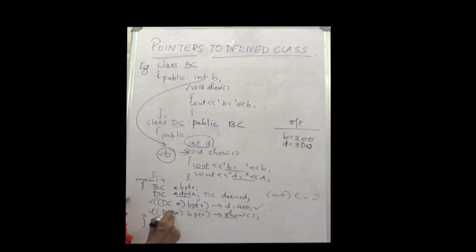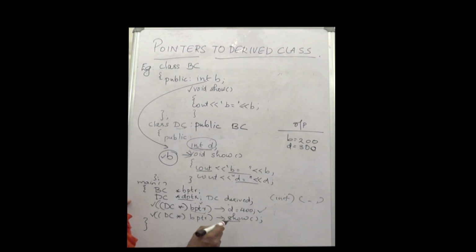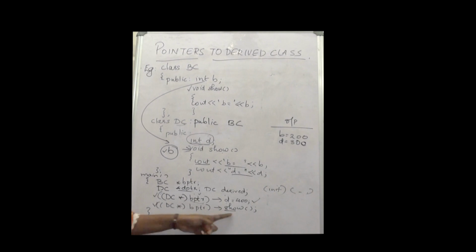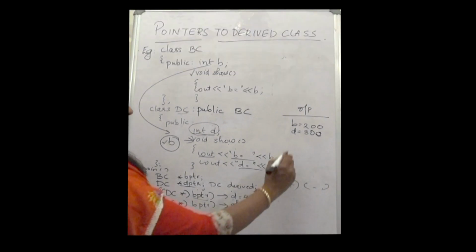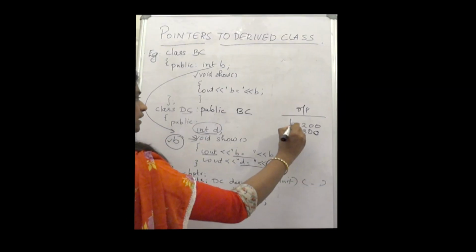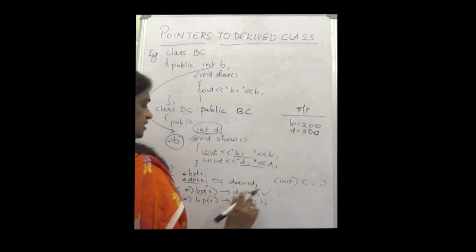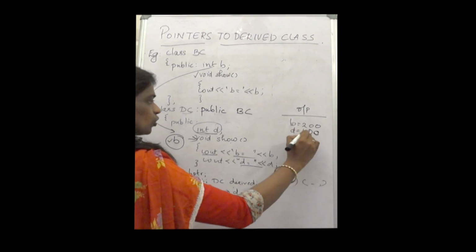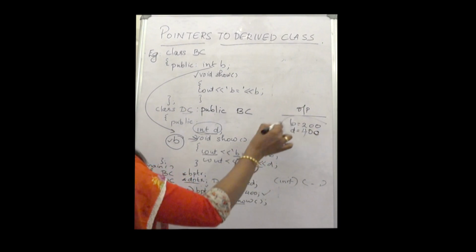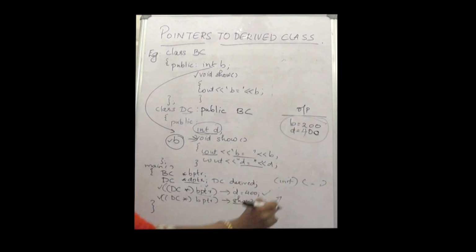Now DC star of BPTR show. If this function is called using BPTR only, we saw this will invoke only the show function of base class, but now it will invoke the show function of derived class because a type conversion to a derived class pointer is shown here. So now what will be the output? B will be 200 and D is changed to 400 here, so D will be 400. So this will be the output of this particular show function.